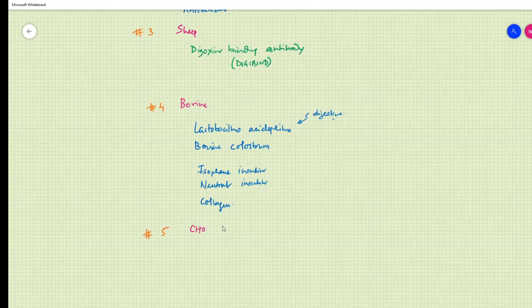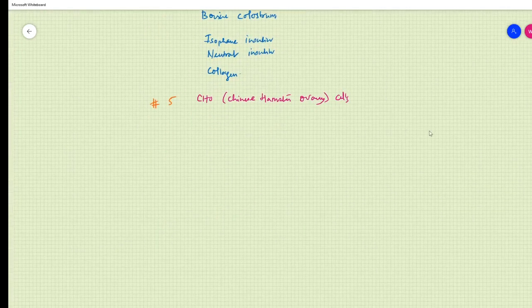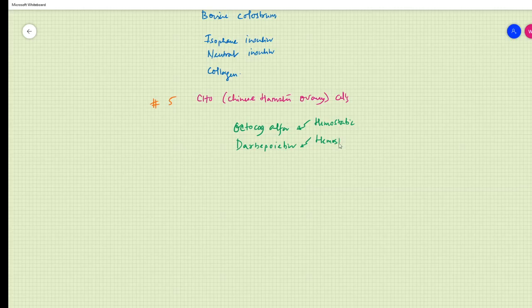So let's write it as CHO, which is Chinese hamster ovary cells. Okay. And what are the drugs here? Again, let's look at a hemostatic agent, octocog alpha. Okay, so this is hemostatic. And let's look at a hematopoietic drug, which is darbepoetin.